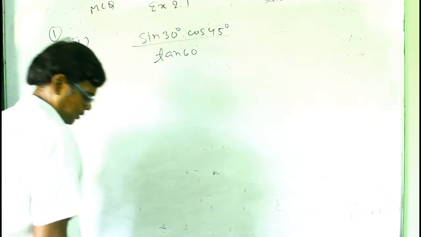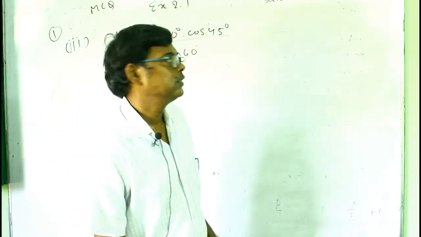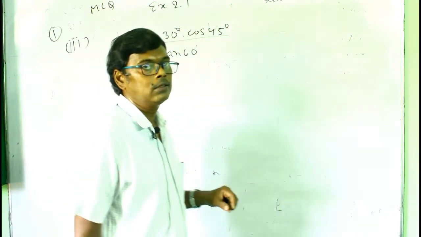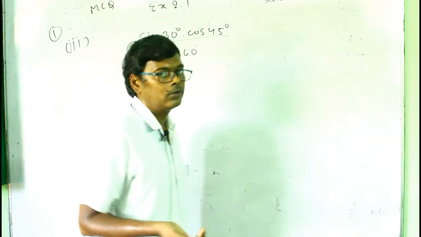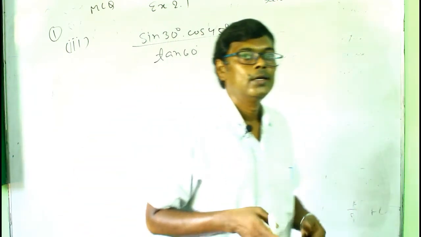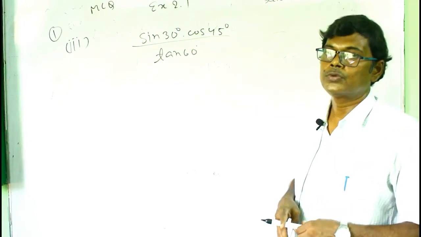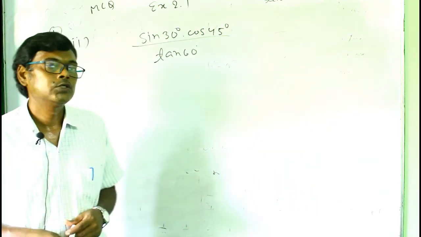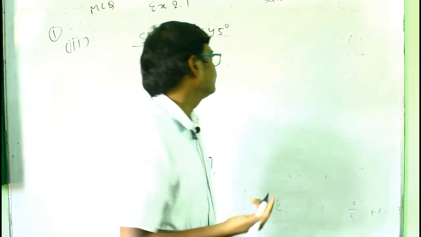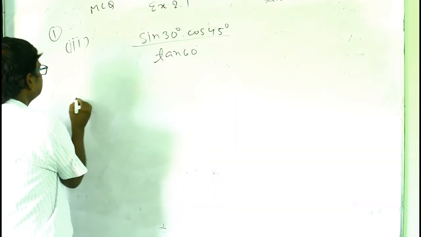So here you have to remember the values of these. What is sin 30 equal to? Sin 30 is equal to 1/2. And after that, cos 45 is equal to 1/√2 and tan 60 is equal to √3. Okay, then put all these values and then simplify.